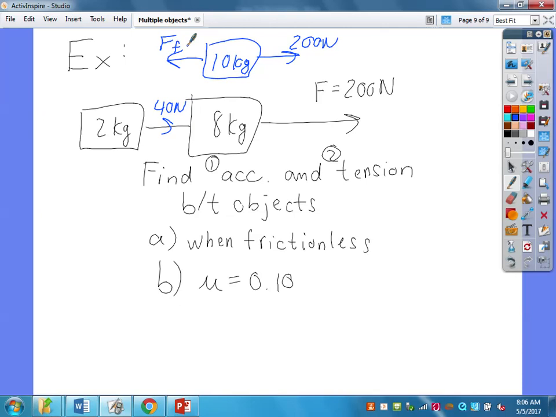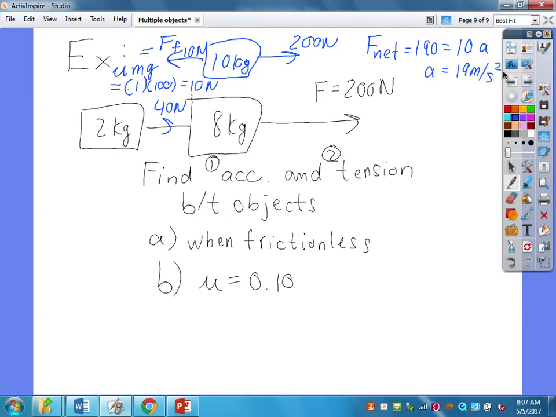All right. What would that force of friction be? That would equal mu mg, which would be 0.1 times 100, which is 10 newtons. So we got 10 newtons going back. So now this would mean that we basically have a net force of 190. Once again, equals 10 times a, so a would equal 19 meters per second squared. So it gets slowed down a little bit. That's not much friction. 0.1 is almost like ice. All right. So only a slightly smaller acceleration.